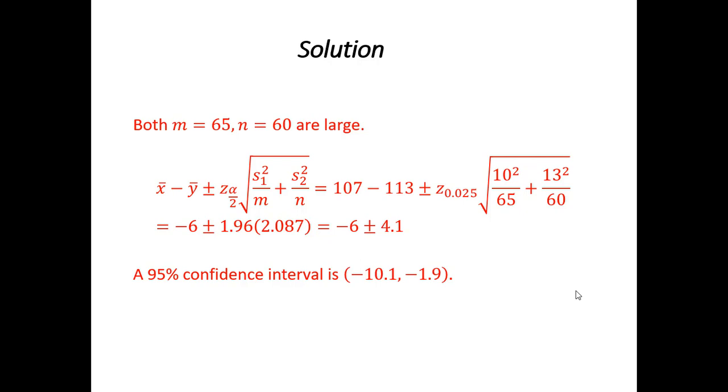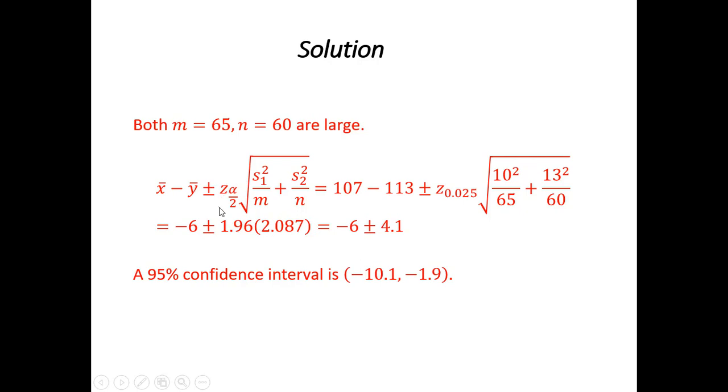All right, so we just point out that m and n are both large. By large, we mean they're both greater than or equal to 30. We start to set up the confidence interval. So we look at the sample means, we look at the difference, 107 minus 113. That gives us a negative 6.